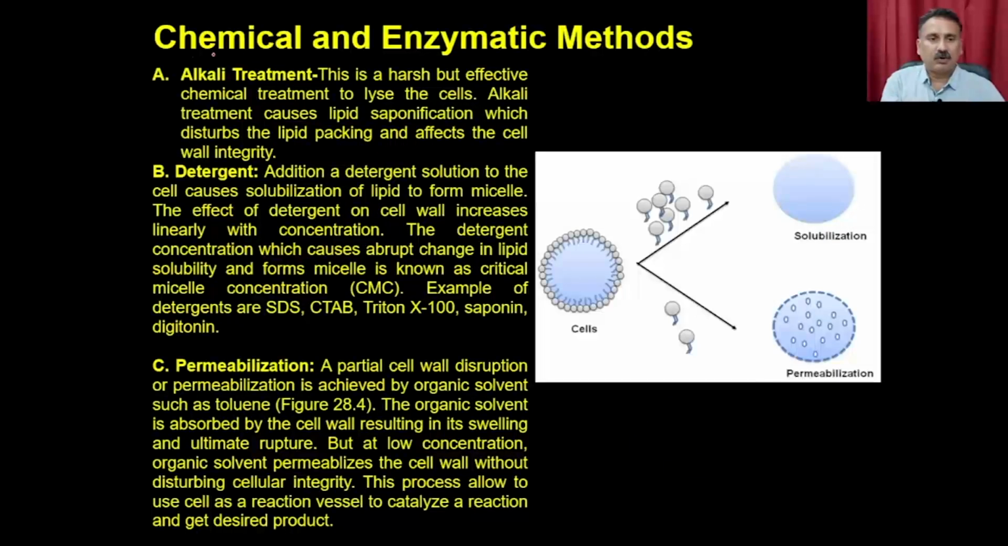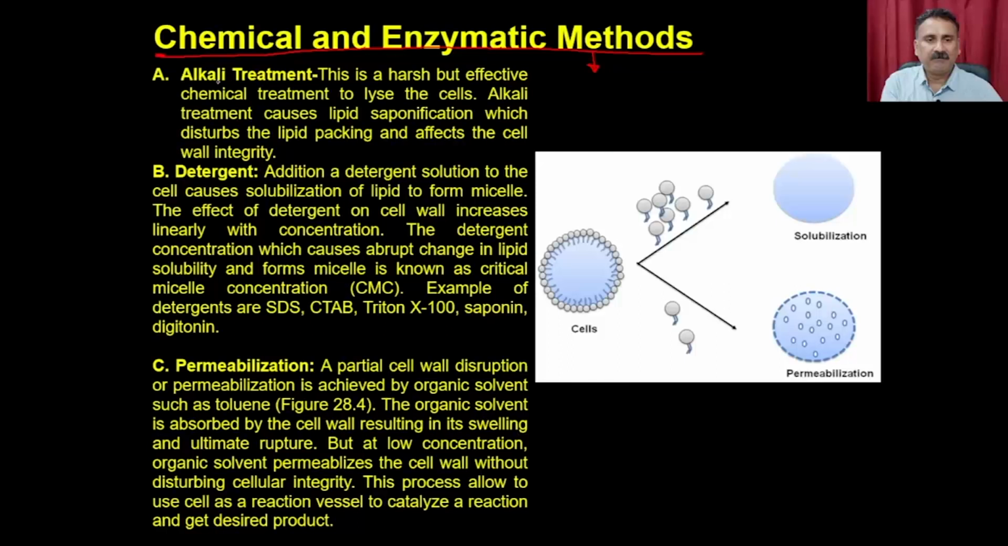Then we are going to talk about the chemical as well as the enzymatic method. In the chemical and enzymatic method, you are going to use different types of chemicals, and these chemicals are going to react with the cellular machinery, and that's how they cause cell lysis. The first is the alkali treatment. Alkali treatment is a harsh but effective chemical treatment to lyse the cells.